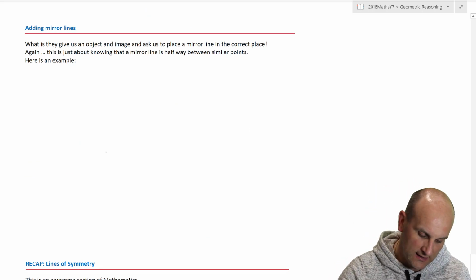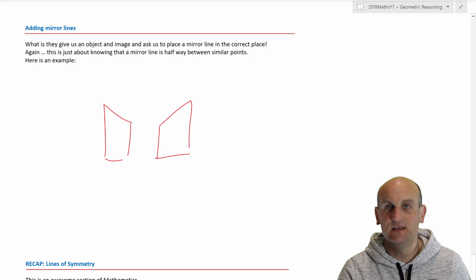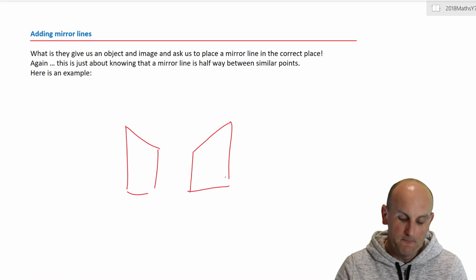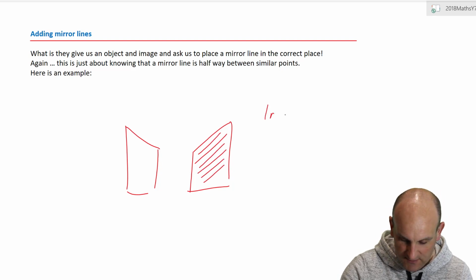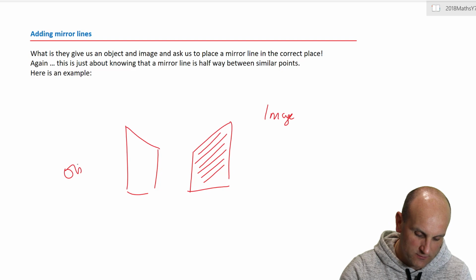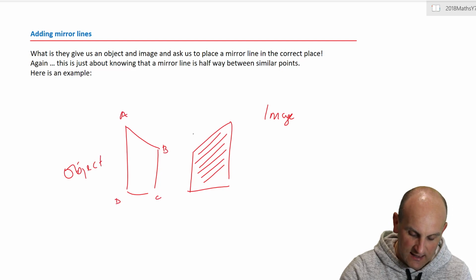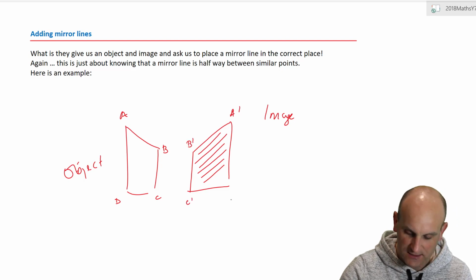Now, what about if we've been given a shape and we're told to add the mirror line? So let's try and, I don't know, again. Now, again, this seems fairly obvious in terms of the actual shape. But what I'm going to say is this is my object and this is my image. So here is my image and here is my object. And this is A, B, C, and D. And this is now going to be A dashed, B dashed, C dashed, D dash.